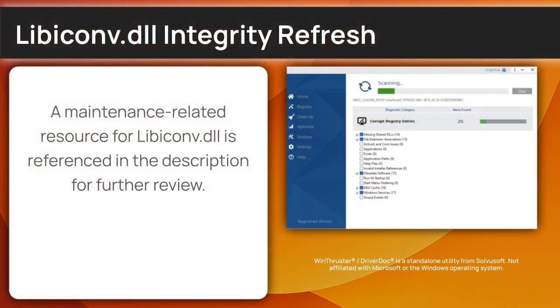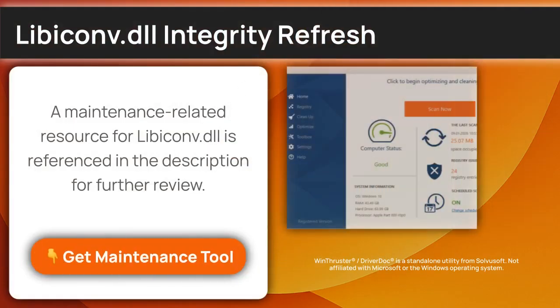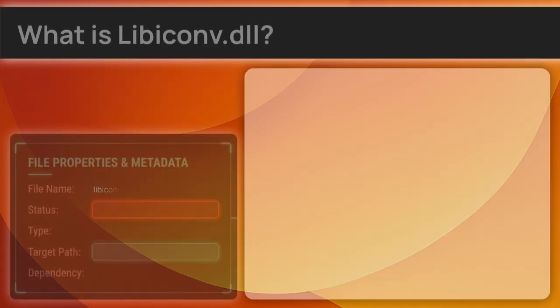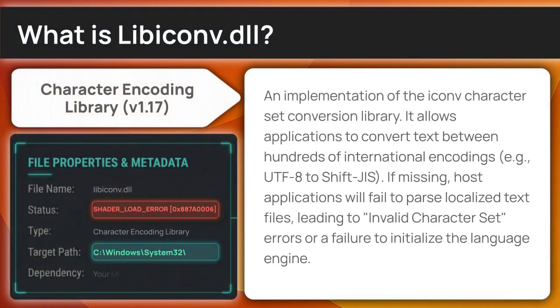Before we get started with Libiconv, you may want to try the diagnostic path below to ensure your system is properly synchronized. This is the Libiconv, an implementation of the Libiconv Character Set conversion library. It allows applications to convert text between hundreds of international encodings, e.g., UTF-8 to Shift-JIS. If missing, host applications will fail to parse localized text files, leading to invalid character set errors or a failure to initialize the language engine.